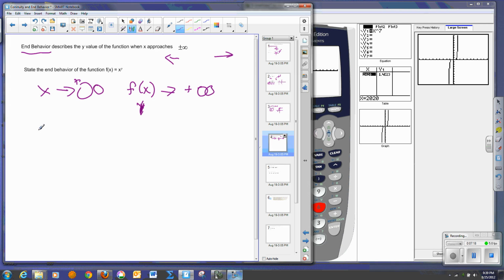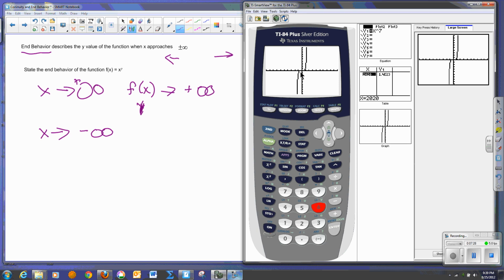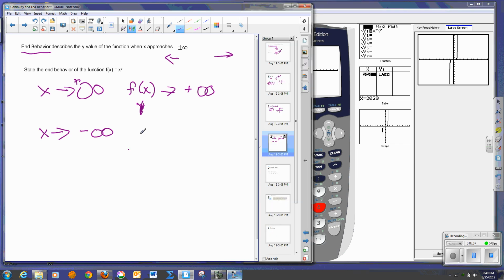Then we'd have to describe what happens as x goes to negative infinity. Well, let's take a look at the graph again. As we move towards negative infinity on this graph, we notice the graph continues to go down. So we say f of x also goes to negative infinity. Much of the time, our answers are going to look very similar to what we have here. Let's move to the next problem.